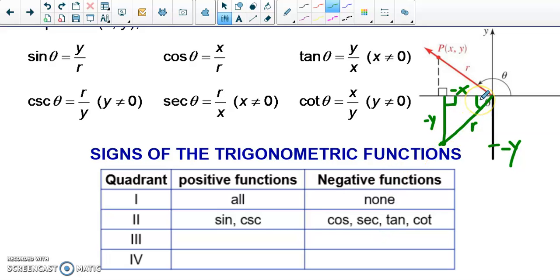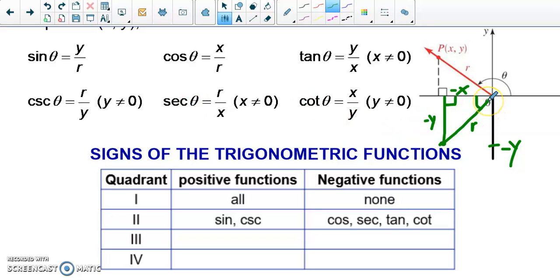Then we have cosine. Let's look at the cosine. So it is adjacent over hypotenuse. Again, a negative value over the positive. So again, cosine is negative. So cosine and secant are inverses. So both of them are also negative.